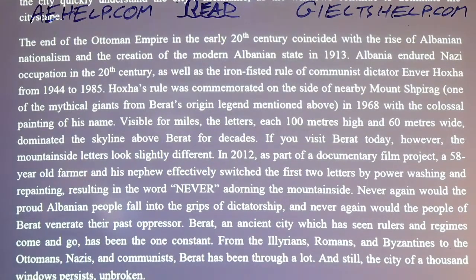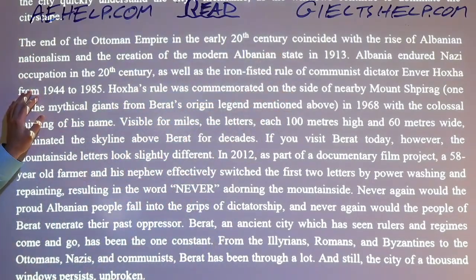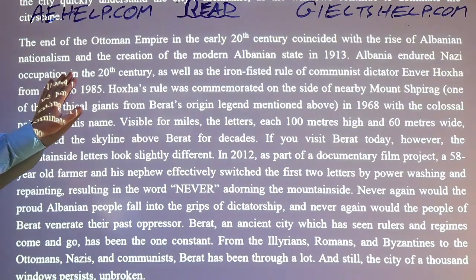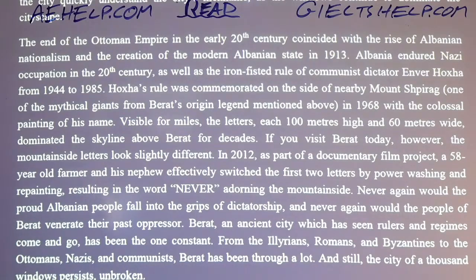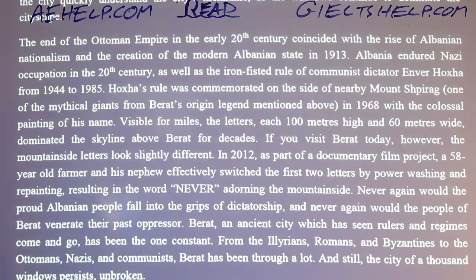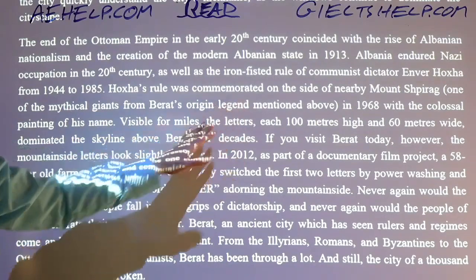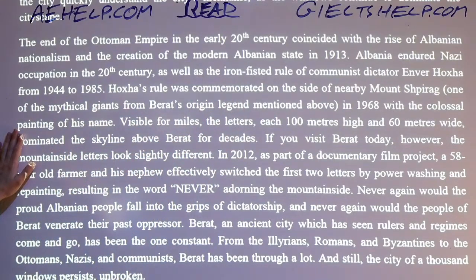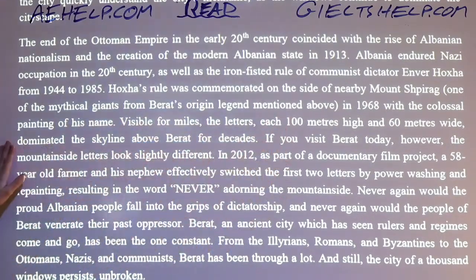Let's keep going. The end of the Ottoman Empire in the early 20th century coincided with the rise of Albanian nationalism and the creation of the modern Albanian state in 1913. Albania endured Nazi occupation in the 20th century, as well as the iron-fisted rule of communist dictator Enver Hoxha from 1944 to 1985. Hoxha's rule was commemorated on the side of nearby Mount Shparag, one of the mythical giants from Berat's origin legend mentioned above, in 1968 with the colossal painting of his name.